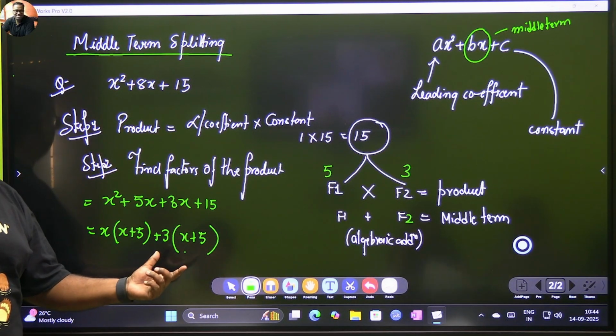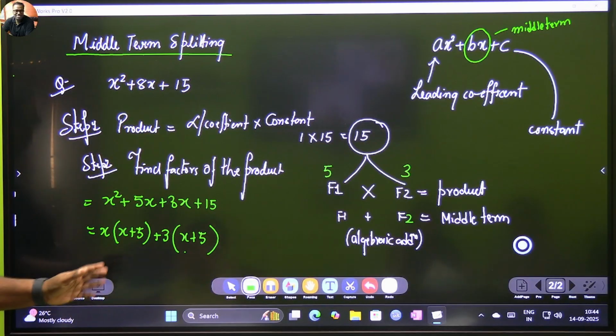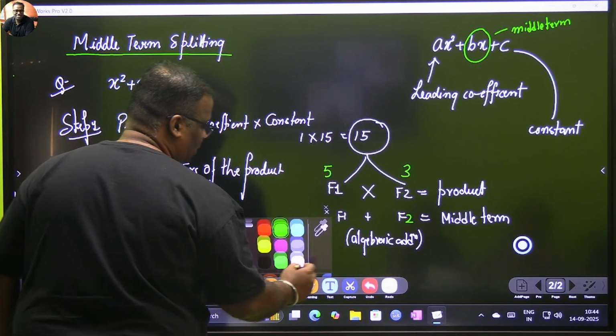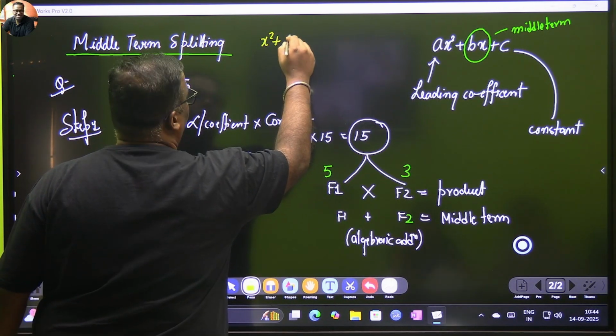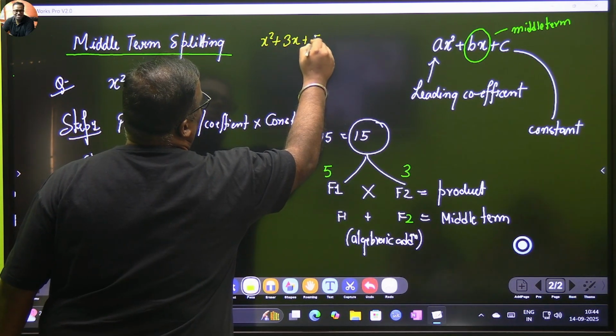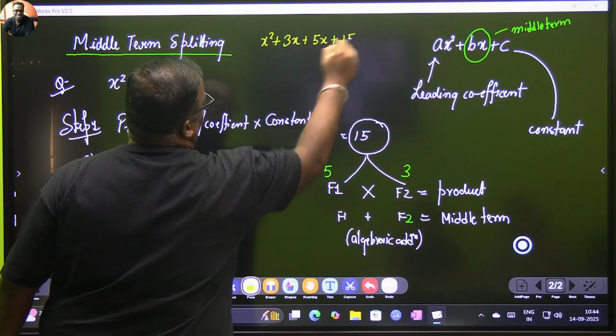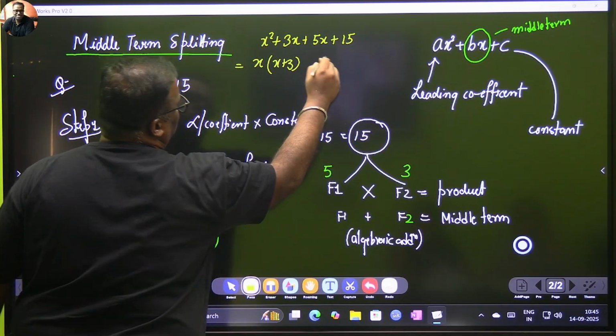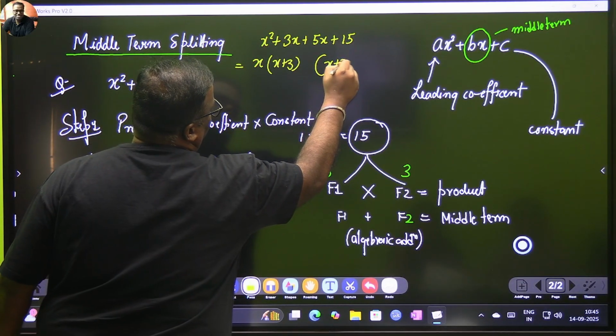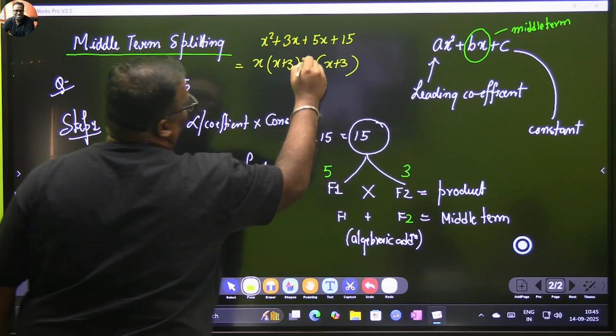Close your eyes. We will do that and also see, say for example, I would have done it in this order: x square plus 3x plus 5x plus 15. I will take an x, I get an x plus 3 out here. I will just close my eyes and put x plus 3, because I know if I take 5 common here.